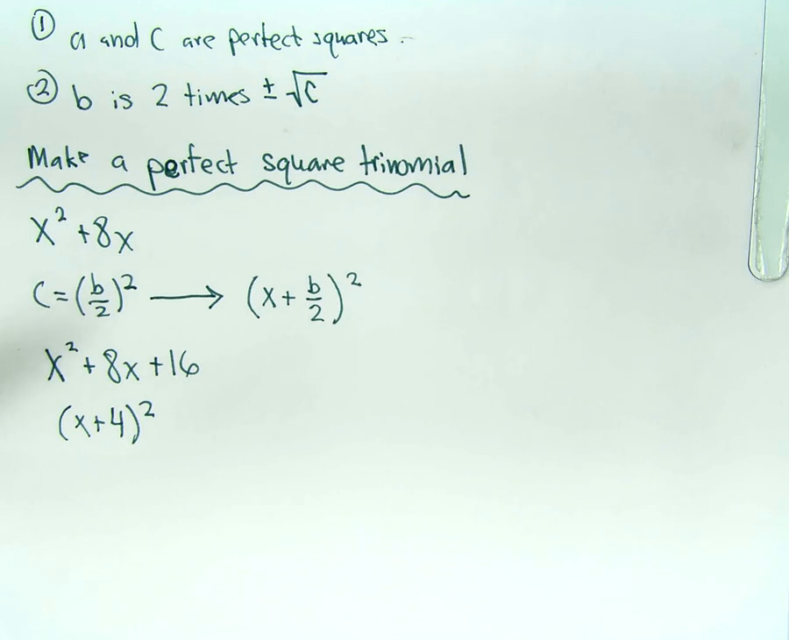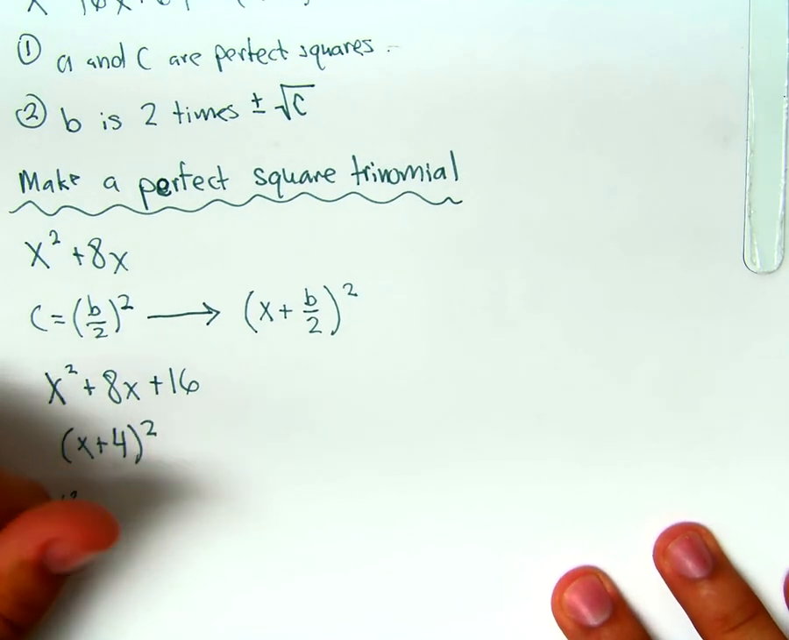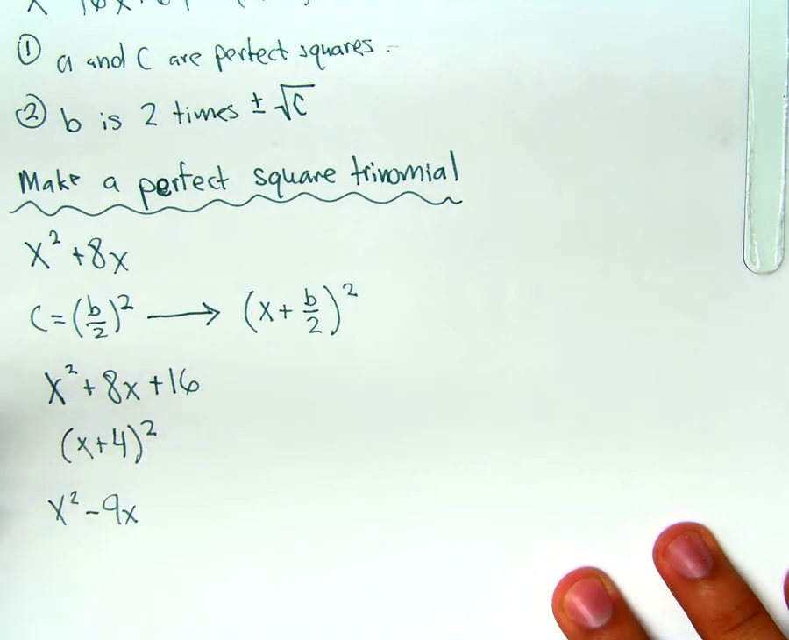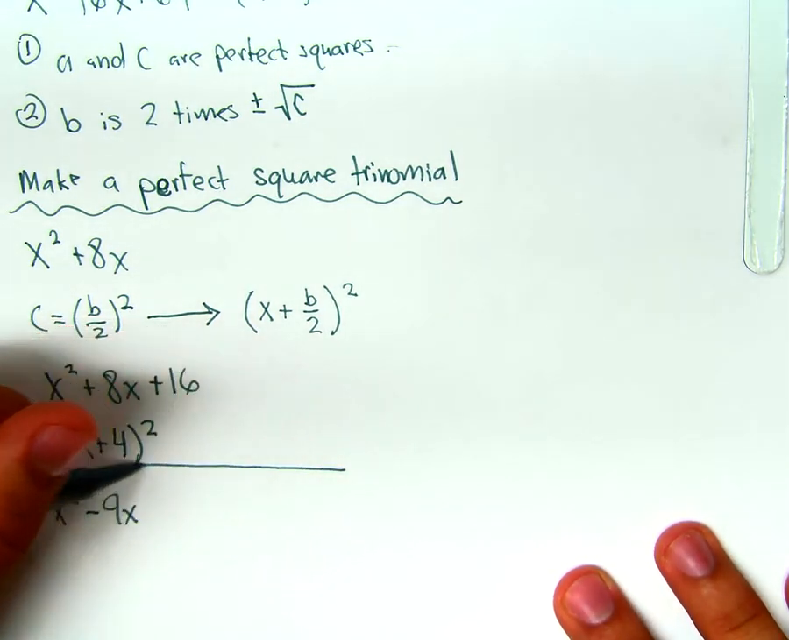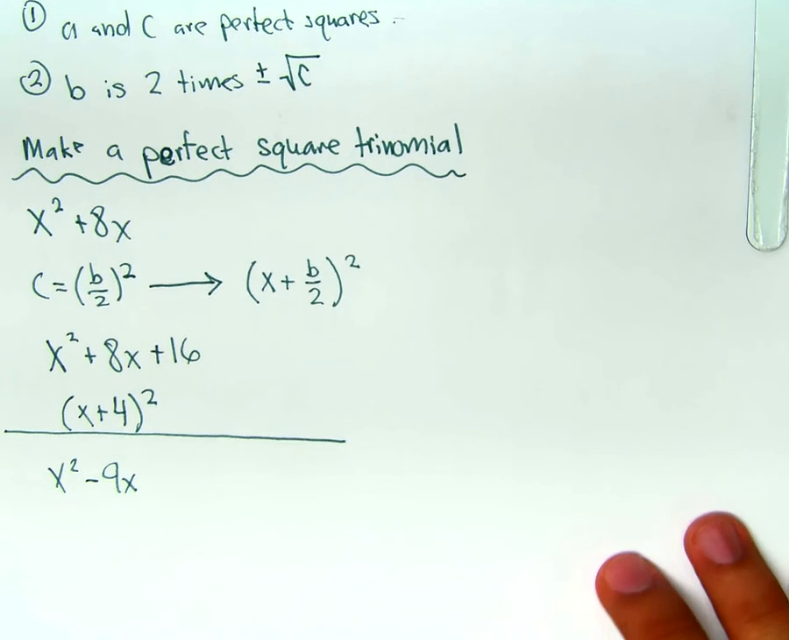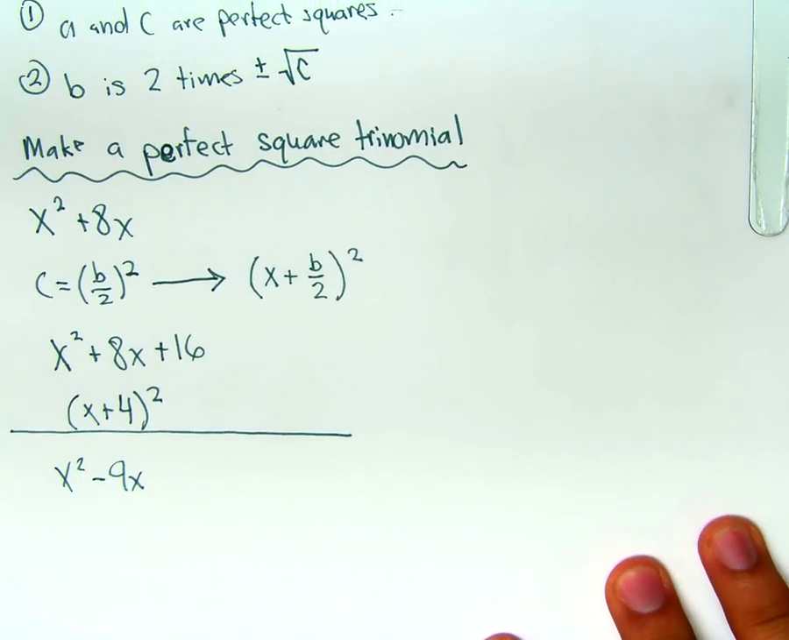Alright? So let's say we have, let's do this one, x squared minus 9x. Alright? And we want to make this one a perfect square trinomial. What are we going to add? What's our c? Excuse me?